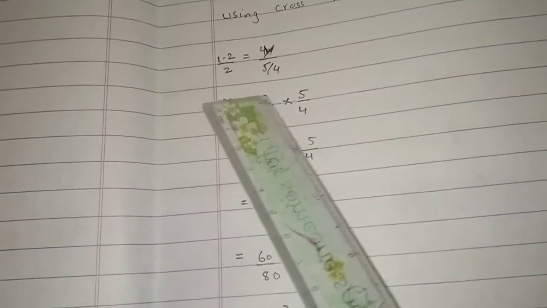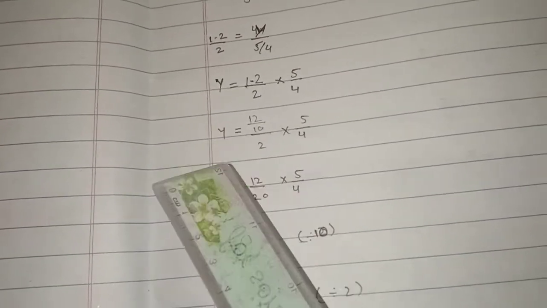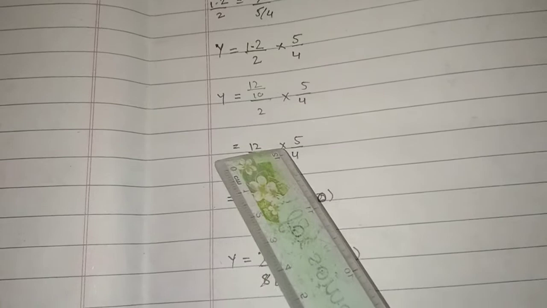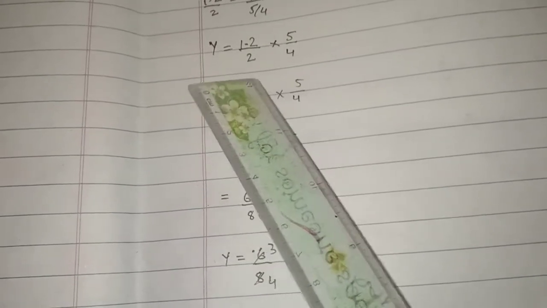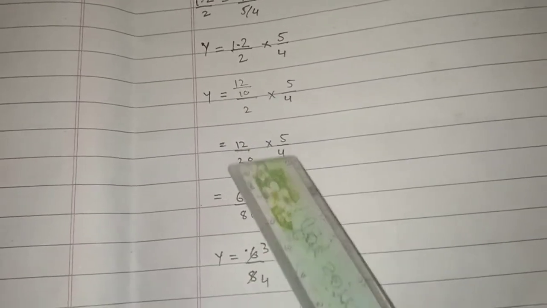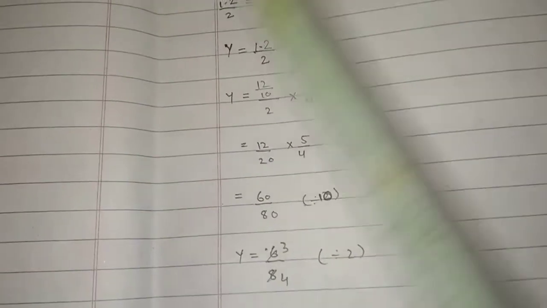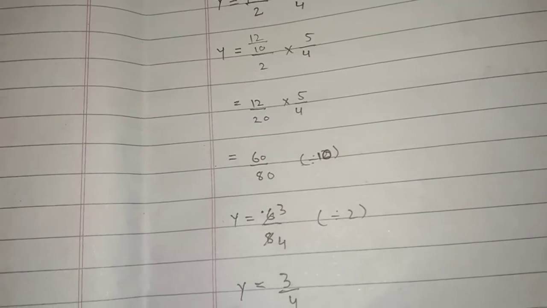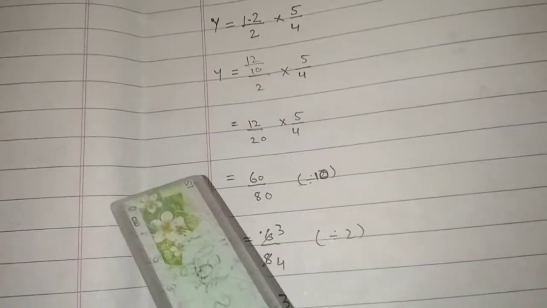Now you can write 1.2 as 12 over 10, 2 as it is, multiplied by 5 over 4. Now 12 over 10 and 2 becomes 12 over 20, 10 twos are 20, multiplied by 5 over 4. Here 10 is dividing by 2. When we shift it, it goes in the denominator, it will multiply by 2. 12 over 20 multiplied by 5 over 4.